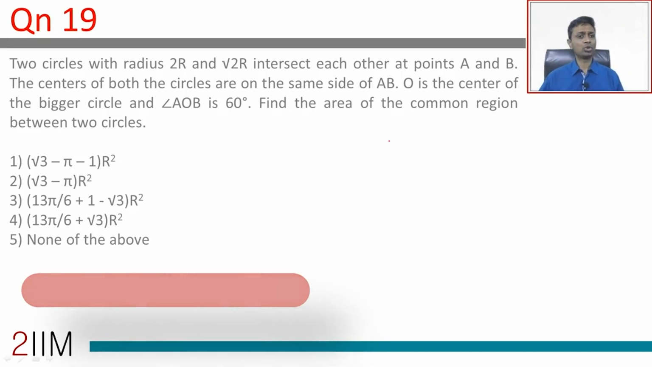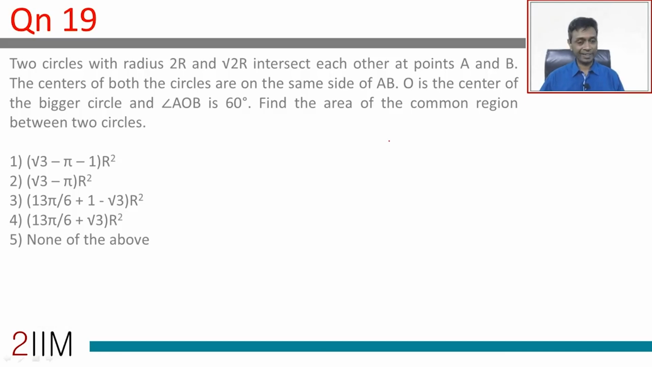Fine. So, two circles with radii 2r and root 2r intersect with each other at points A and B. So 2r and root 2r.